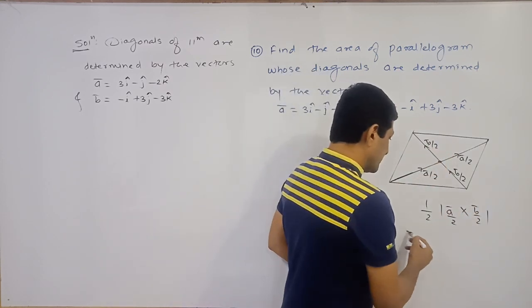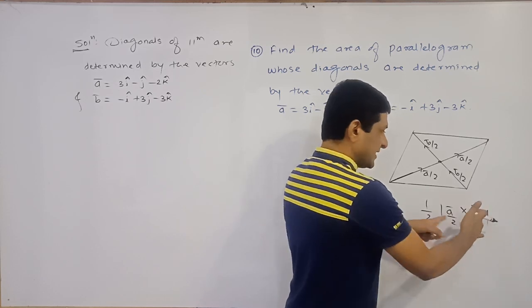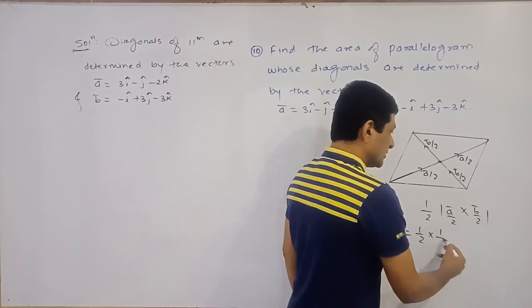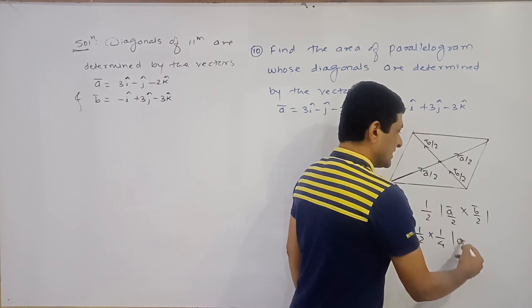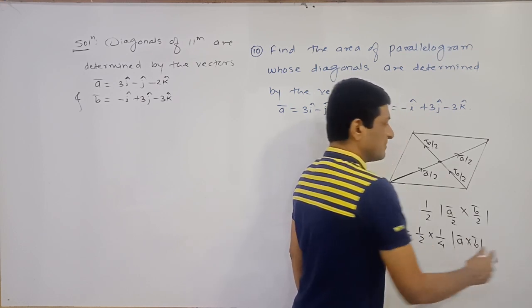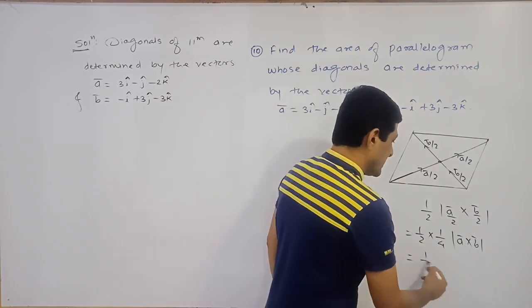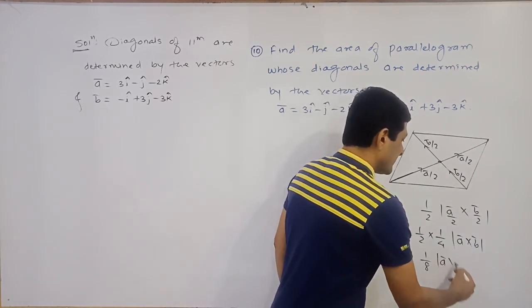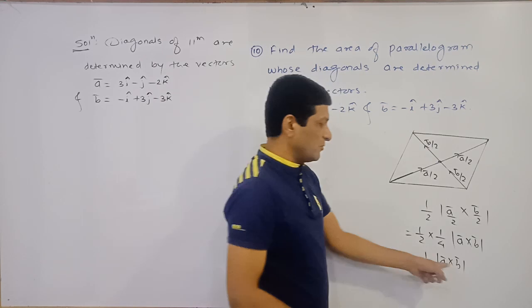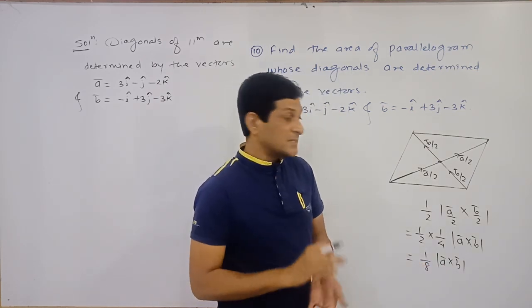So this is equal to, keep this half as it is. If we take 1 by 2 common from both the terms, we will get 1 by 4. The remaining term is the magnitude of A bar cross B bar, isn't it? Now what we will get is 1 by 8 magnitude of A bar cross B bar. This is the area of what?